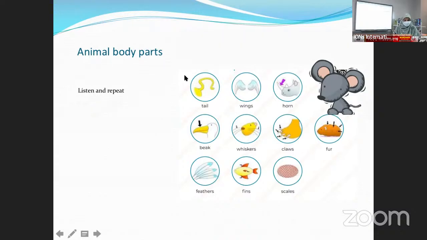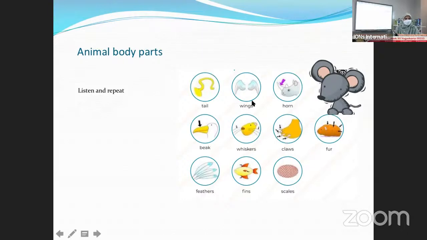Whiskers. Whiskers. Claws. This one, claws. We can repeat again. Claws. Can you repeat? Claws. It's very sharp in here.